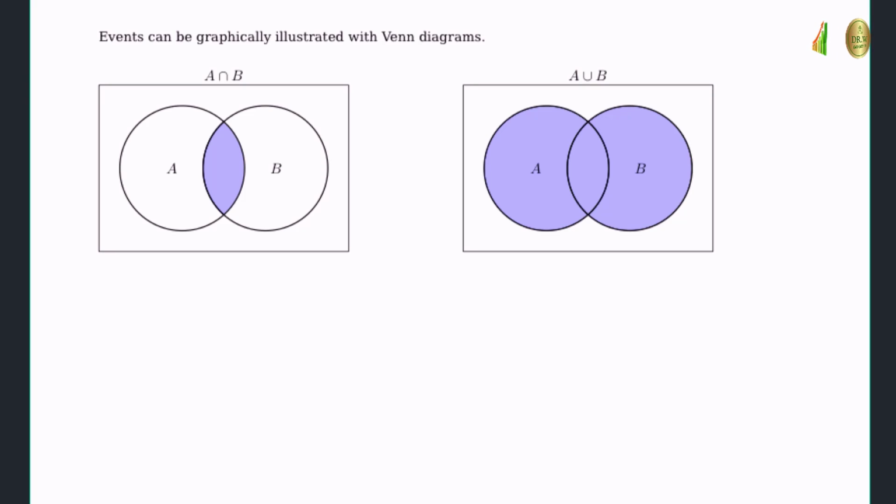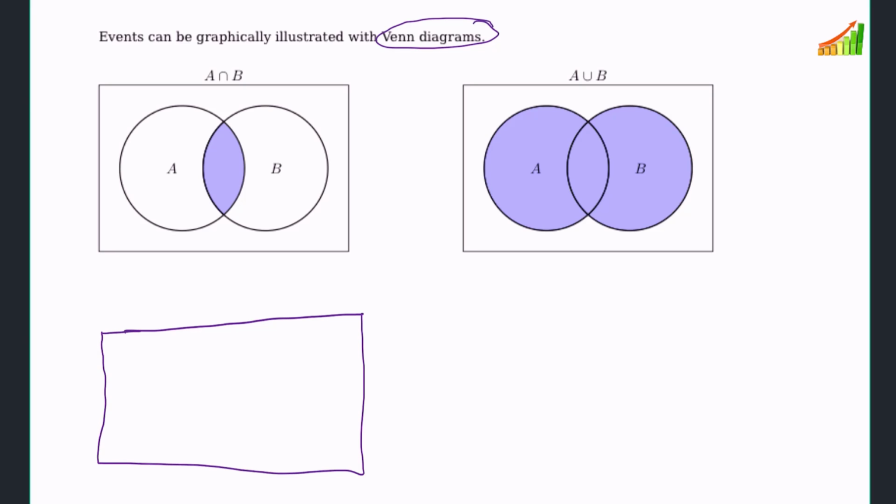Now let me explain how to represent these events using Venn diagrams. What are Venn diagrams? Venn diagrams represent the sample space and events. Suppose there are two events. We use this rectangle to represent S. S is the sample space. Here and here also is the sample space.